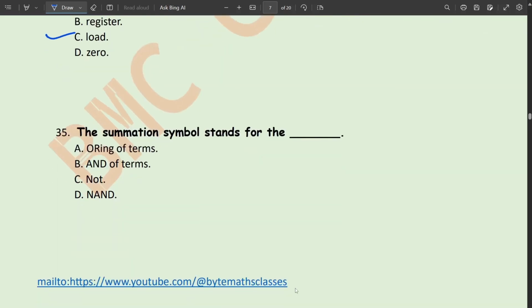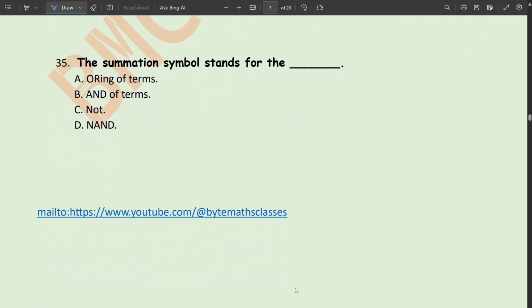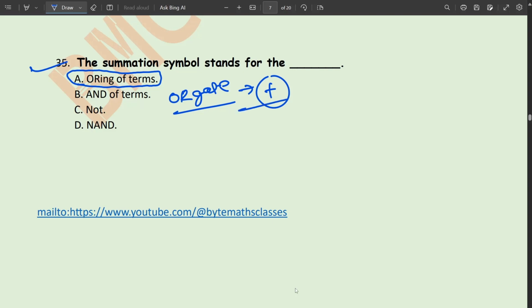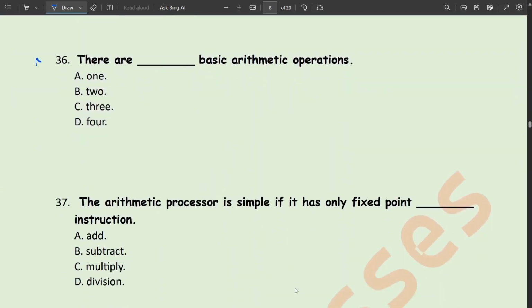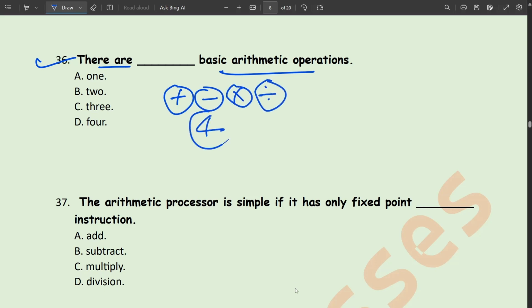Next, the summation symbol stands for what? The answer will be OR. In an OR gate, the values add. Next, there are blank basic arithmetic operations. How many operations? Addition, subtraction, multiplication and division. So there are 4 types of basic arithmetic operations.